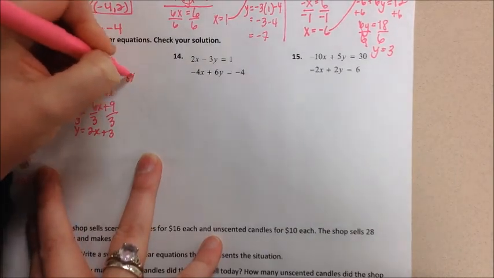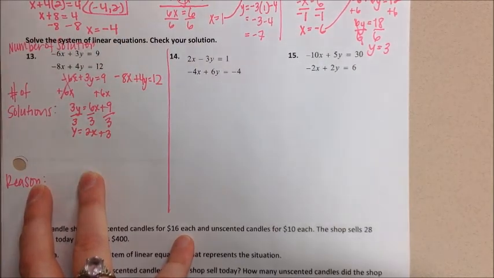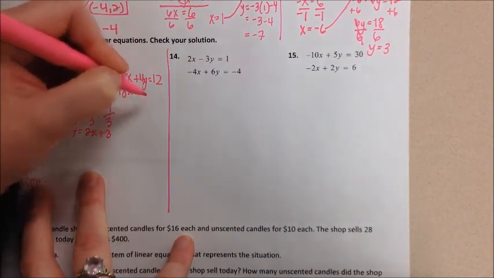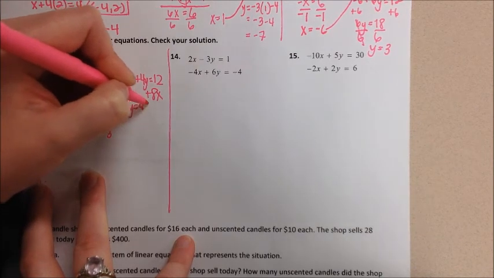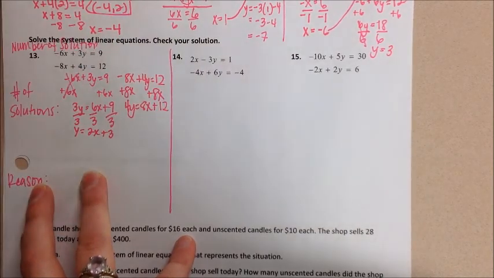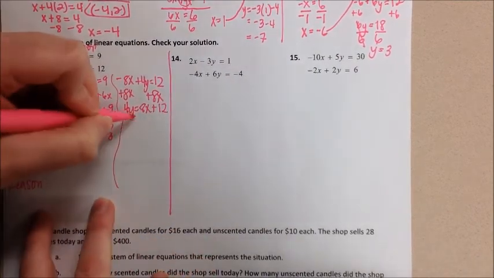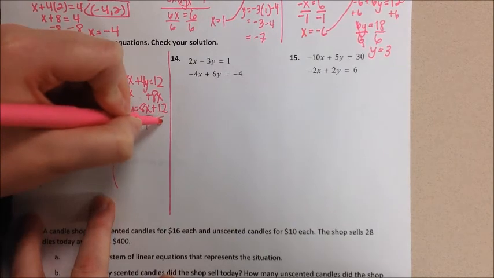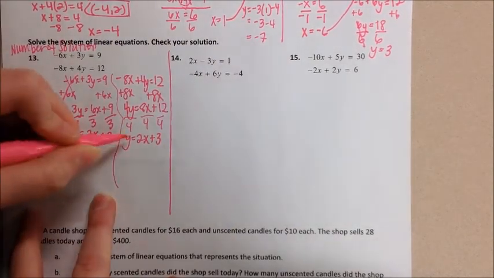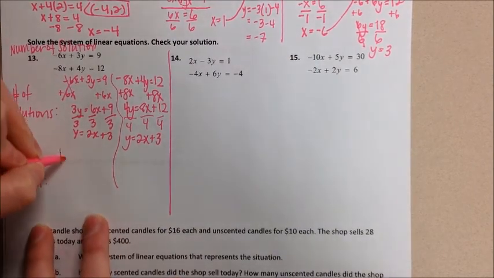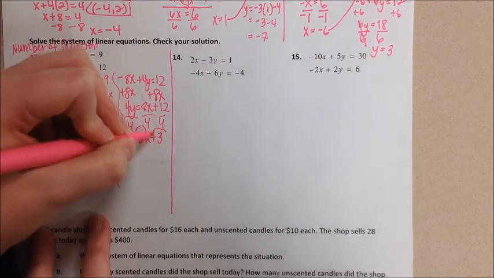And then I need to do it with negative 8x plus 4y equals 12. So I add 8x to both sides. I get 4y equals 8x plus 12. And then I need to get y by itself, and that 4 is keeping the y from being by itself, so I've got to divide by 4. So then I get y equals 2x plus 3. So those are the same. This is infinitely many solutions because I have same slope and same y-intercept.